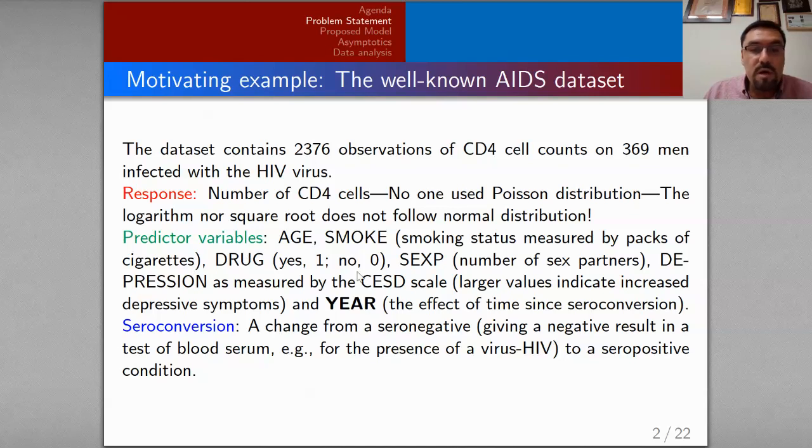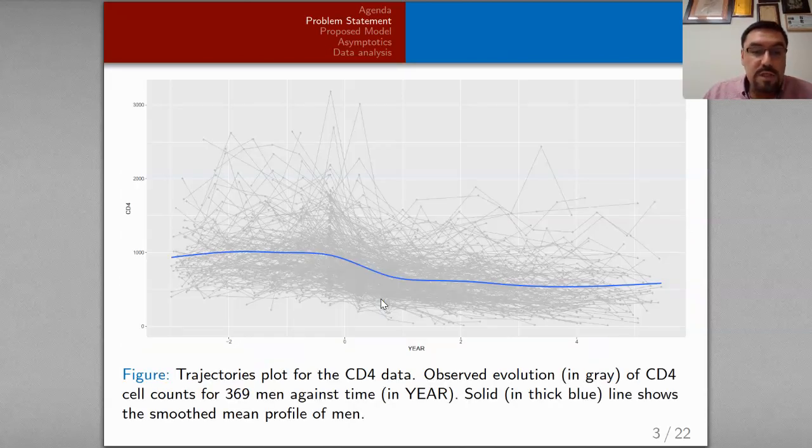The predictive variables are listed here, where the focus is the year. And here we consider the year to be a non-parametric component in our study. Okay, this is the trajectory plot for the CD4 data. The observed evolution is displayed in gray. And this is the year, which we consider to perform non-parametrically, or better, it doesn't affect the response linearly. So this is a starting point.